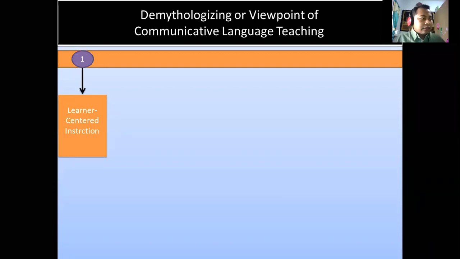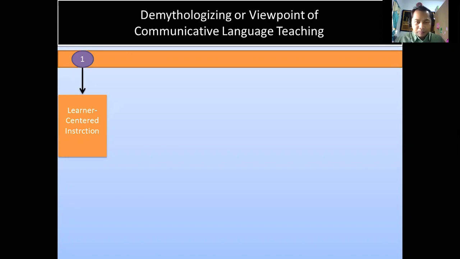Okay, so what is the characteristic of learner-centered instructions? If you read in the book, there are at least 5 activities that we need to understand. The first one is techniques that focus on or account for learners' needs, learning styles, and learning goals.